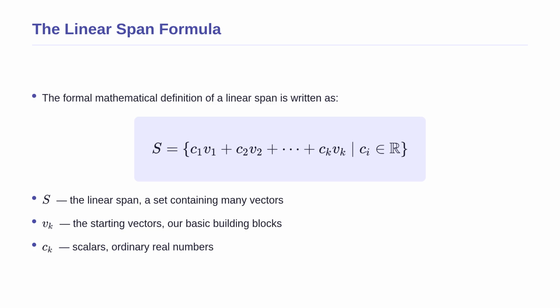Now that we know what a span is conceptually, let us look at its mathematical formula. This formula literally says that the span, denoted by S, is the collection of all possible results you get when you multiply each vector v by some scalar number c and add them up. The symbols v1 through vk represent our starting set of vectors. The symbols c1 through ck represent scalars, which are just ordinary real numbers chosen from the set of all real numbers, denoted by R. As you change the values of the scalars, you sweep out a line, a flat plane, or even higher dimensional spaces.